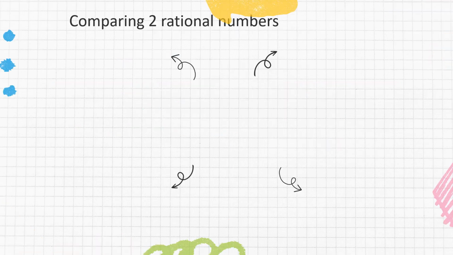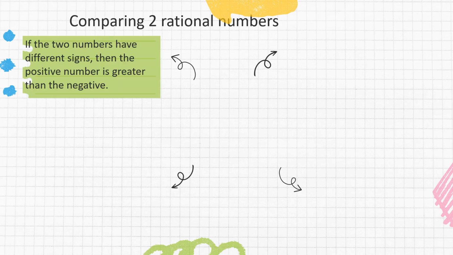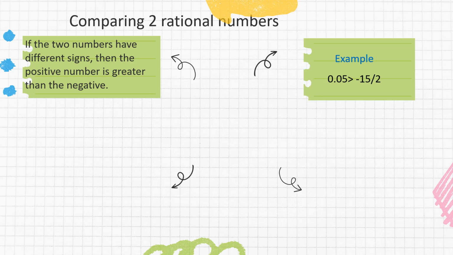Okay, let's now compare two rational numbers. If you have two numbers that have different signs, then the positive number is greater than the negative number. An example: 0.05 is greater than minus 15 over 2. Because it is positive, it is greater.